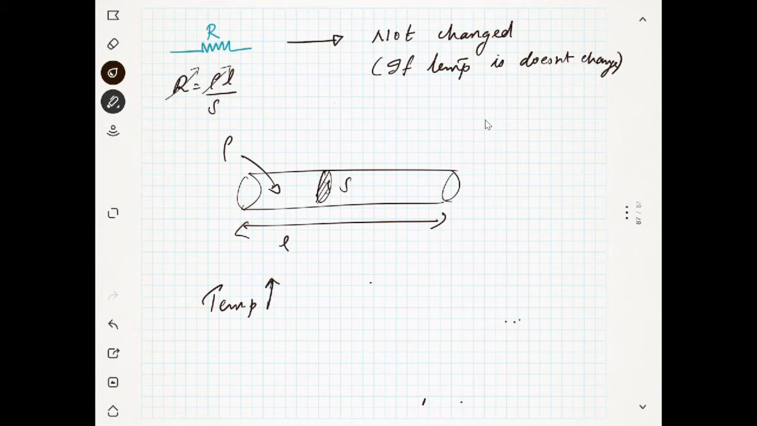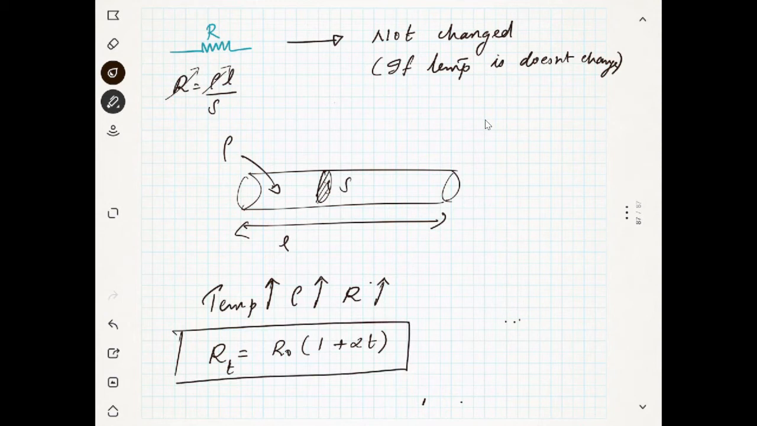Does the resistance decrease or increase? It will increase. Why is it increasing? Because the resistivity will increase. If the temperature increases, the resistivity will increase. Then the resistance will increase. And there is a law for this. The resistance at a temperature T is equal to the resistance at 0 degrees Celsius into 1 plus alpha T. This is how it is changing. It is almost a linear relationship, but actually this is an approximation.